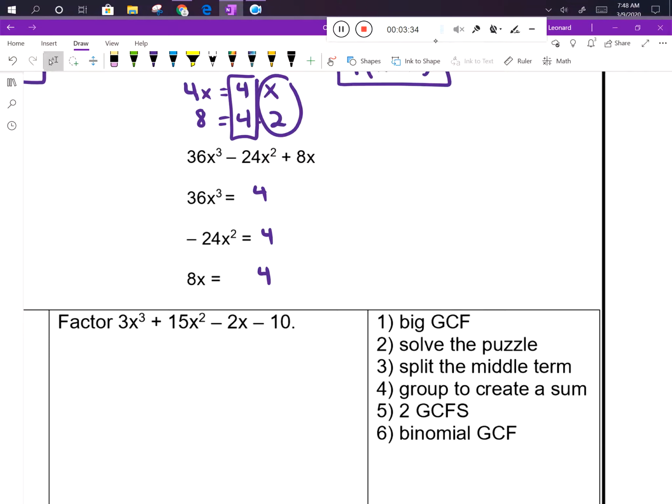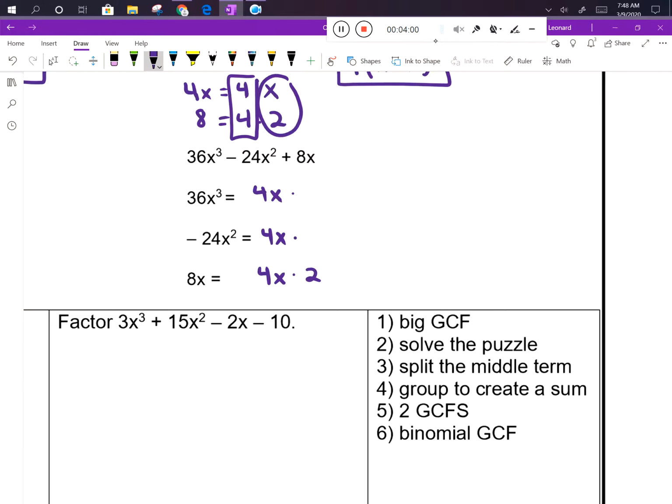And then I always want to check my variables. And this time, notice there's at least an x in all 3 terms. So they also have an x in common. That's the first time we're seeing that on this note sheet. Now I need to look and see what's missing. Let's start from the bottom and work our way up because it'll be less complicated. So I've already got 4x and I want to get back to 8x. Well, I just need to multiply by 2 to get myself there.